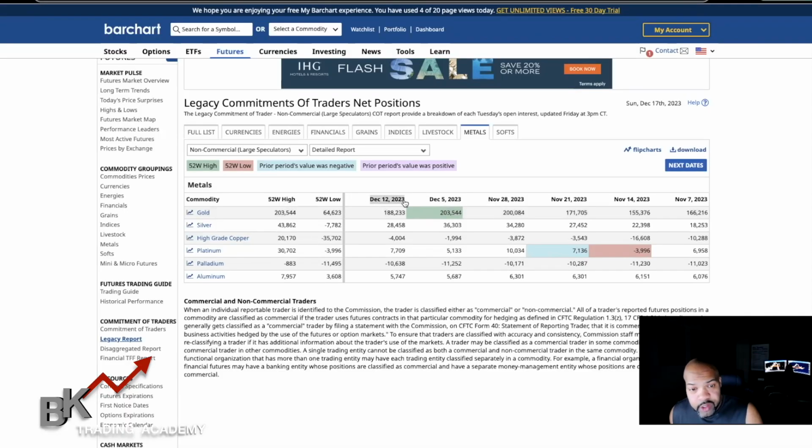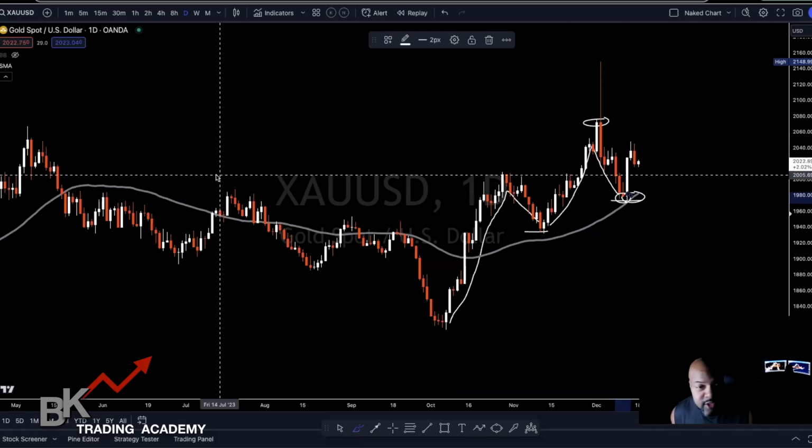And now what we see here on December 12th, the big banks and institutions dropped their contracts to 188,233 contracts. So December 5th, they bought 203,544. You can see how it climbed, but now they decreased it. So what do you think is going to happen? Price is going to start to pull back.